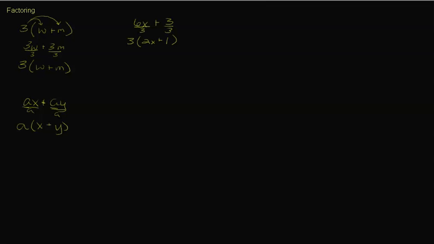Let's do 4x plus 6. All right, pause it and see if you can do this one on your own. Okay, so what's the greatest common factor of 4 and 6? Well, it's 2. We're going to put 2 on the outside, and then parentheses. Okay, and we're going to divide both by 2.